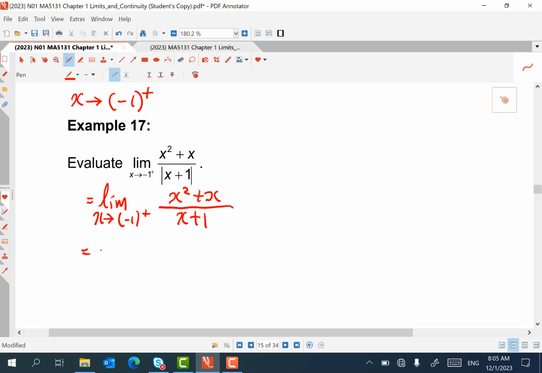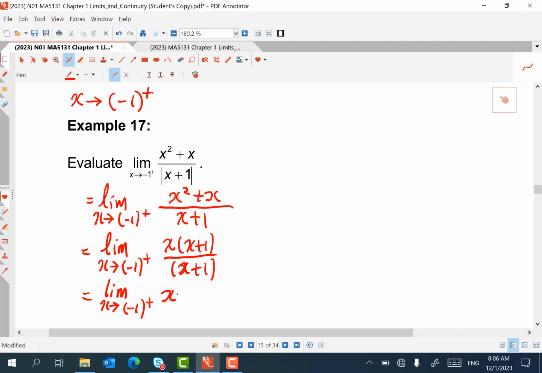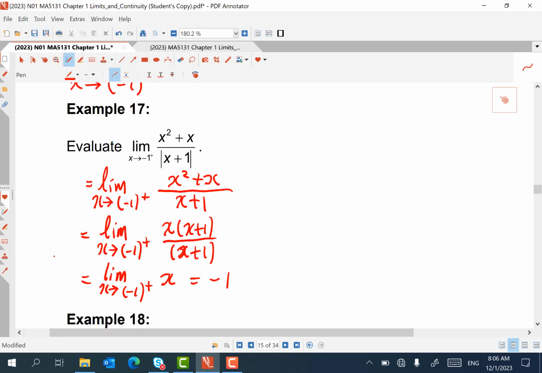Then the limit, this gives you x plus 1 over x plus 1, and then this gives you limit x tends towards minus 1 plus of x, and therefore this could be minus 1. Okay, this is example 17.